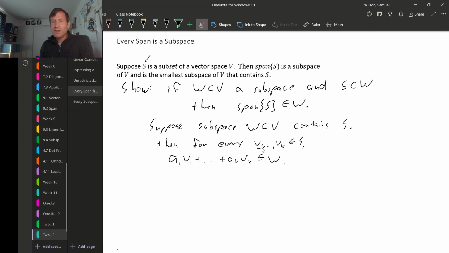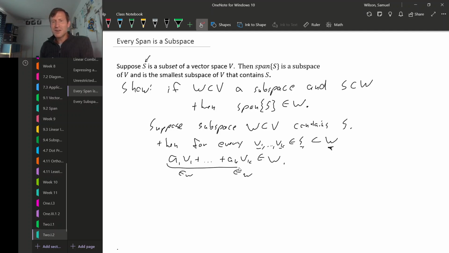Well, if all of these individual vectors are in S, and S is contained in W, then every one of v1 through vk is in W. But W is a subspace, so W is closed under scalar multiplication. So if each of these v's is in W, then a1 times v1 is in W, all the way up to ak times vk. All of these individual terms are in W. But remember that W is a subspace, so it's closed under vector addition. So if these individual terms are in W, then the sum of these terms is also in W. So that means that this entire thing is in W.